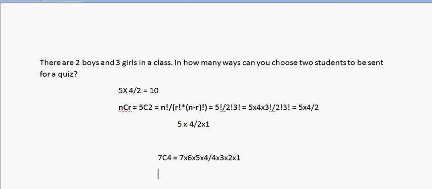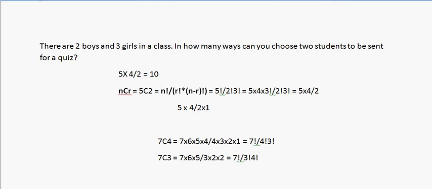Now if you notice, if we write 7C3, it would be equal to 7 into 6 into 5 divided by 3 into 2 into 1, or let's write it in factorial form. 7C4 is equal to 7 factorial divided by 4 factorial and 3 factorial, right? 7C3 is equal to 7 factorial divided by 3 factorial and 4 factorial. So can you see that 7C4 is equal to 7C3, right? So there is a property which says nCr is equal to nC(n minus r), right?